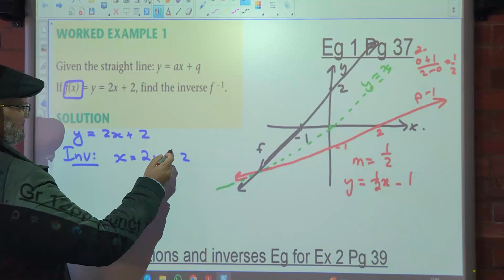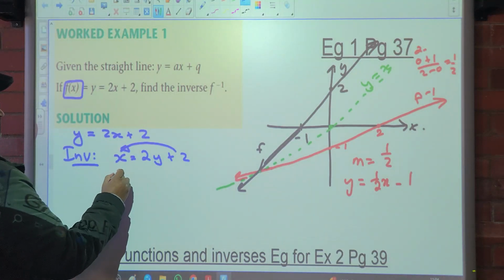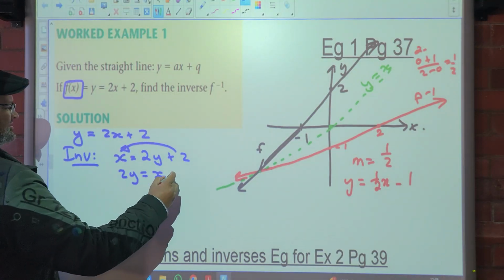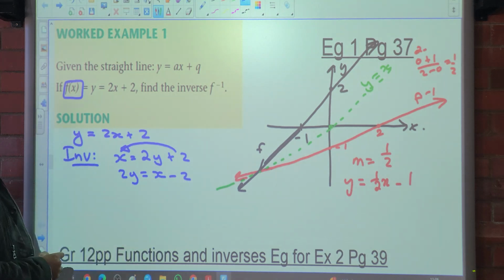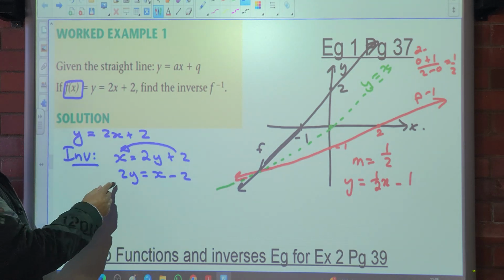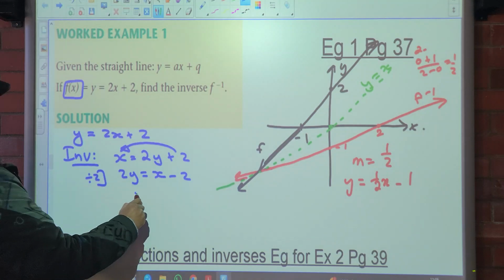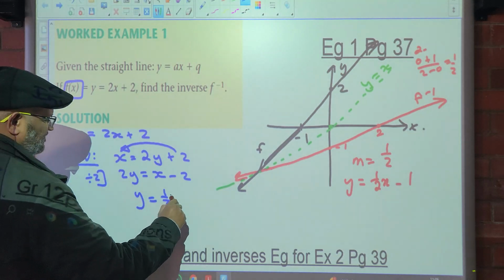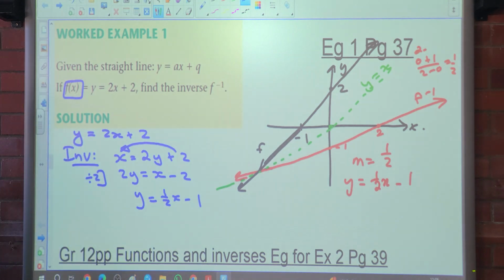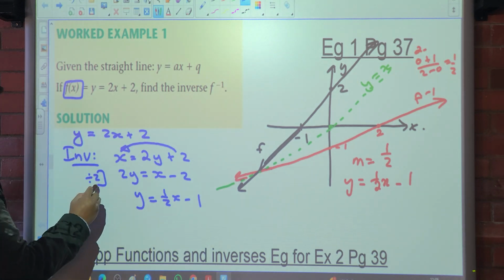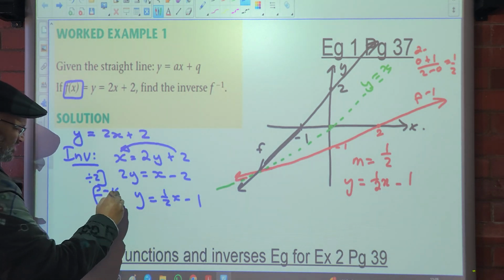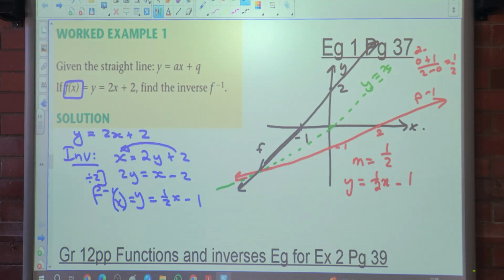So how do I do that? Take the 2 over the equal sign. So 2y is equal to x minus 2. How do I get y on its own? Divide by 2 throughout. So y is equal to half x minus 1. And this is the inverse function.